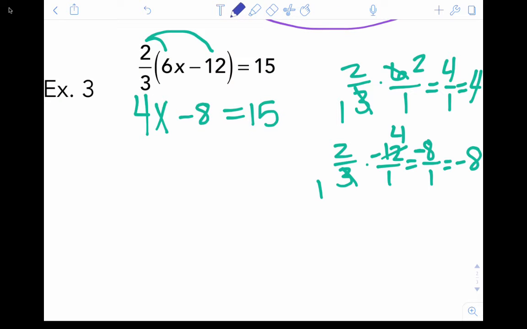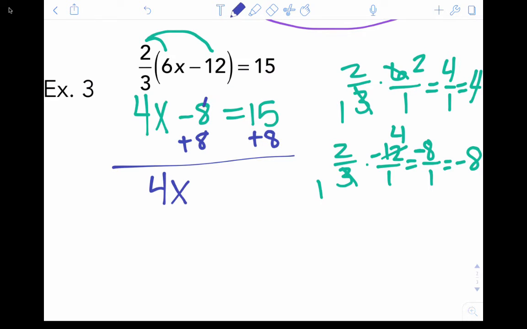My next step tells me I need to combine like terms on either side of my equal sign. But if I look on the left side, I don't have any like terms to combine. And if I look at the right side, I also don't have any like terms to combine. After that, I need to move all my constants or all my variables to the left. But this is the only variable I have, and it's already on the left. And I need to move all my constants to the right.